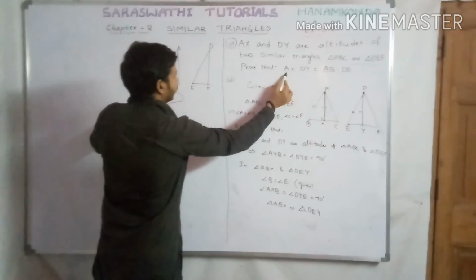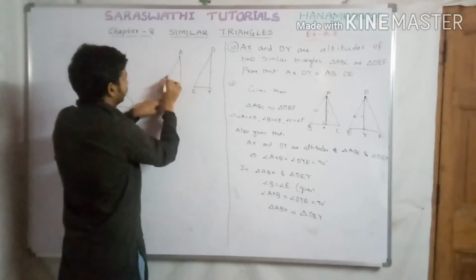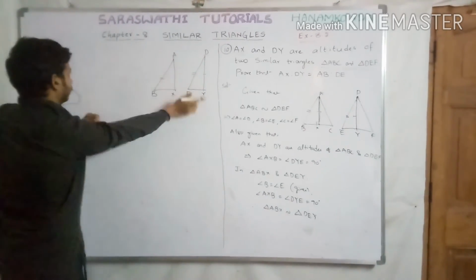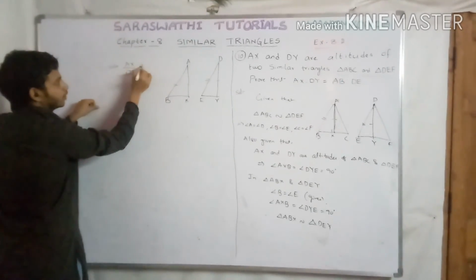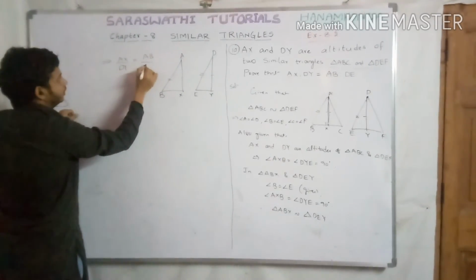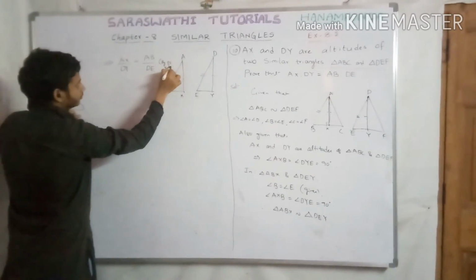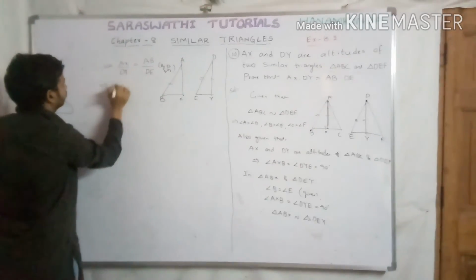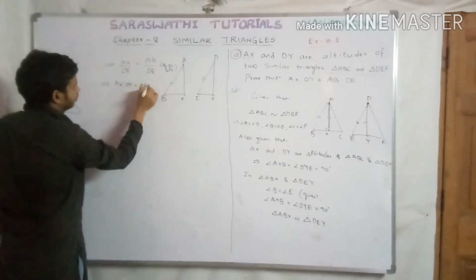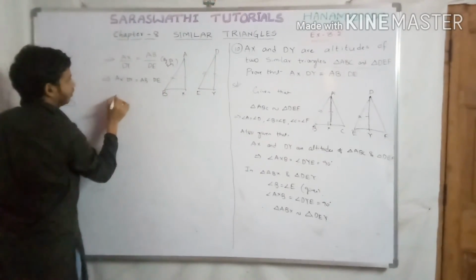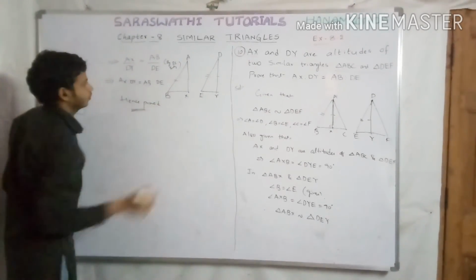In the proof we have to prove AX by DY equal to AB by DE, so we consider these two sides. It implies AX by DY equal to AB by DE, by SS similarity. So it implies AX is to DY equal to AB is to DE. So this is the required proof. Hence proved. This is the answer.